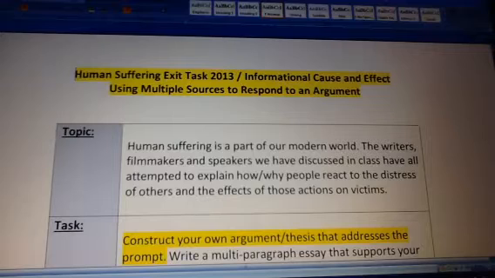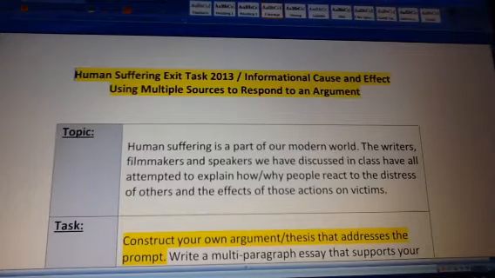So if you haven't already gathered your exit task instructions, go ahead and pause this and grab it because I'm going to be referring to it off and on. Also, it might be helpful to have a piece of paper and a pen handy. Anyway, here I am on the cover sheet of the exit task. So I'm going to scroll down.